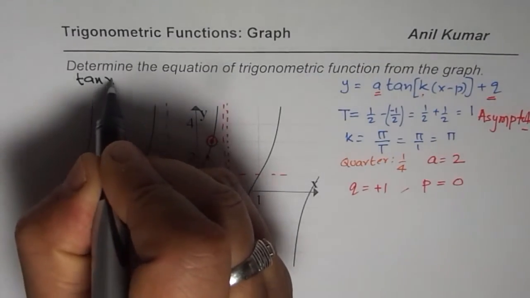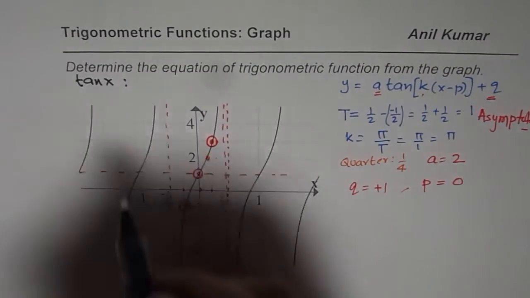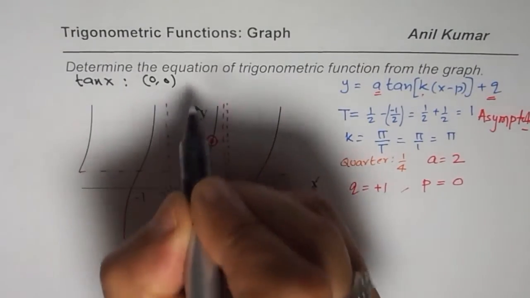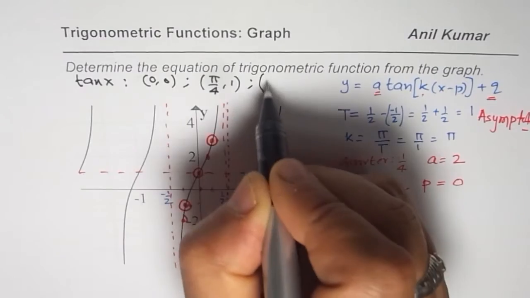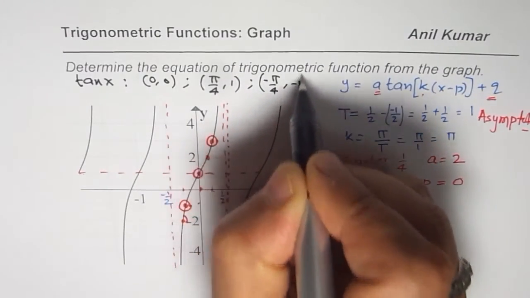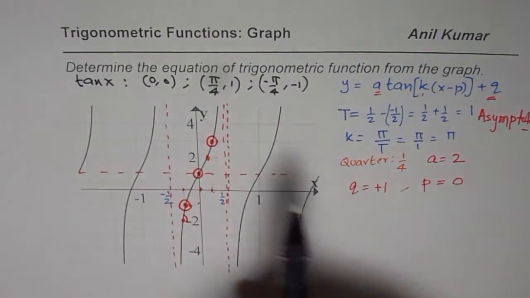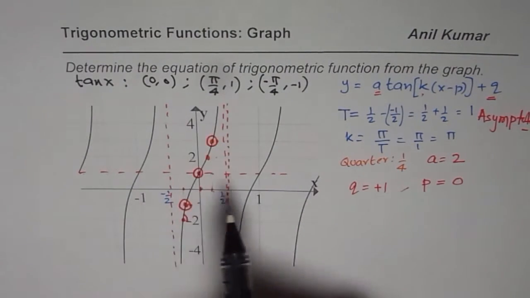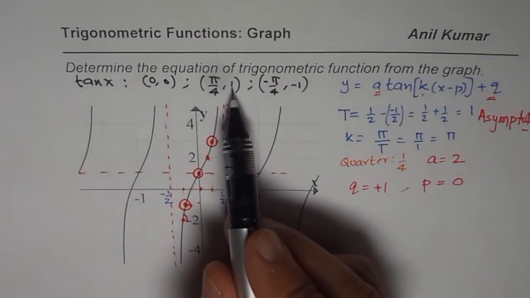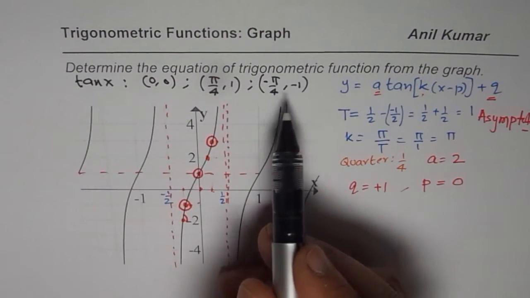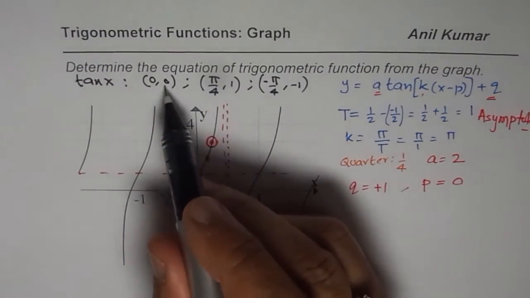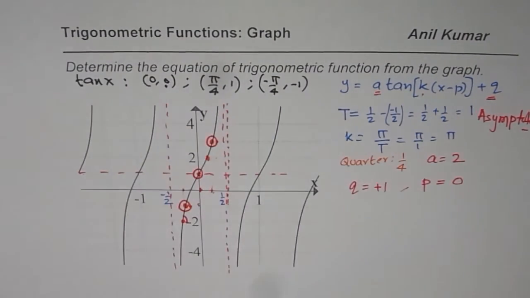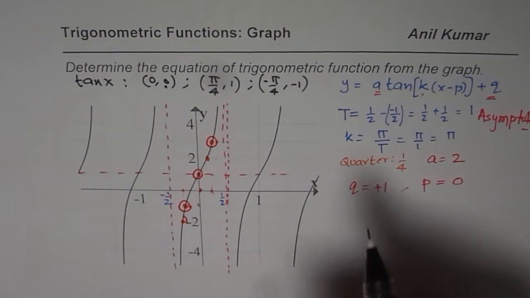What I'm trying to say is, if you consider tan x, in that case the points are 0, 0, pi by 4 is 1, and minus pi by 4 is minus 1, correct? If you compare, this is a quarter of the cycle, which is pi. Here it is not 1, not minus 1, right? It is actually 2 units away. It's not 1 unit away from the origin. We are just seeing the difference to compare. Do you see that? That is a simpler way of figuring it out.